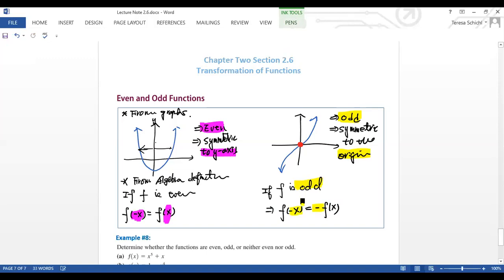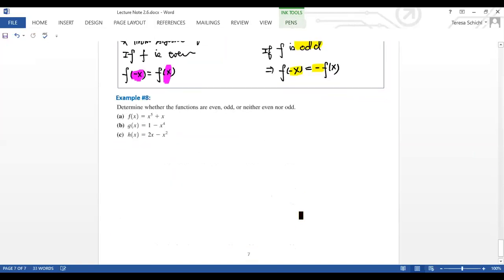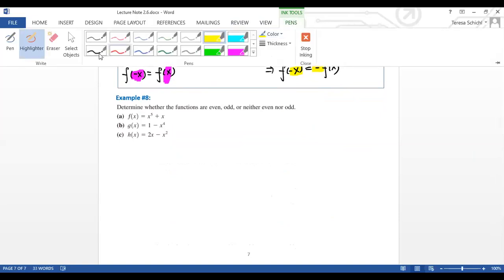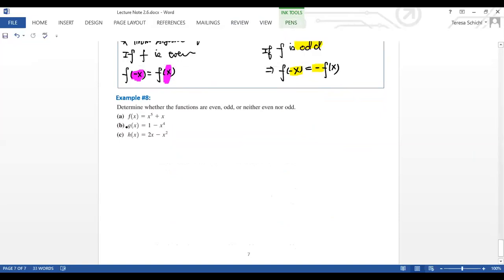Like I said, if you can do the graph, that's good. If you cannot, then you will need to use the algebra formula. Some of the graphs are not easy to draw. So now let's take a look: is this function even, odd, or neither?